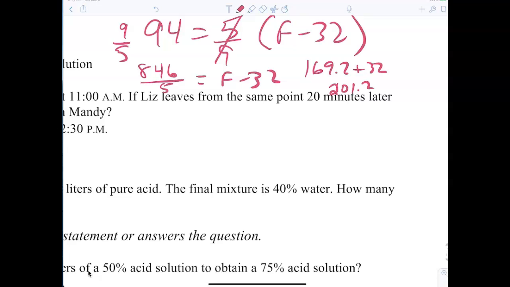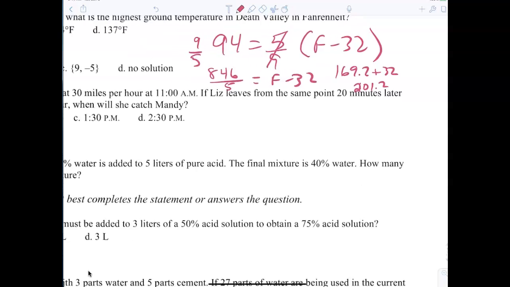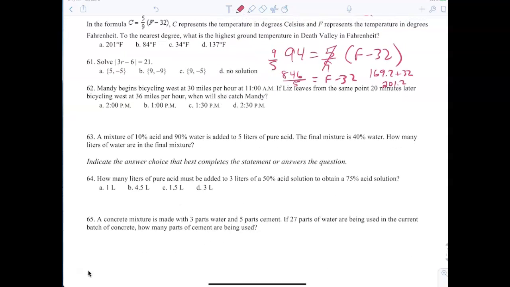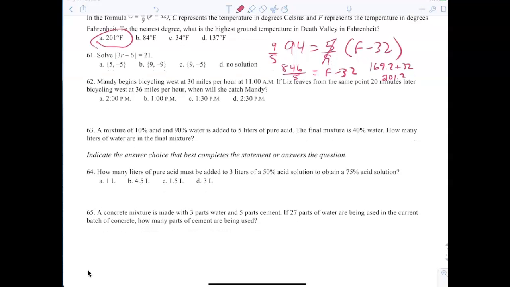201.2. Is that right? Yes. Is it okay to multiply the whole thing by 9? Yes, multiply by 9. Then divide by 5. That's even easier. All right. So we'd say roughly 201. All right, anybody have any questions?